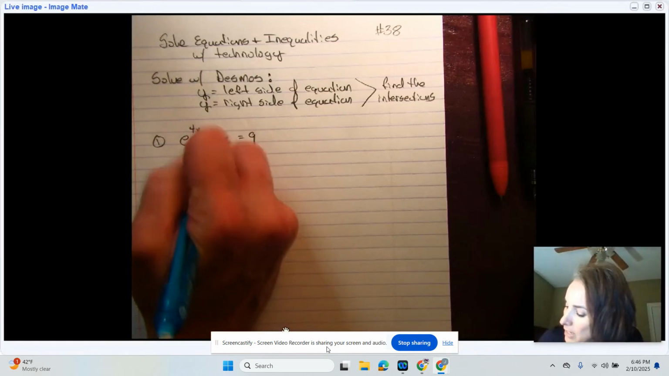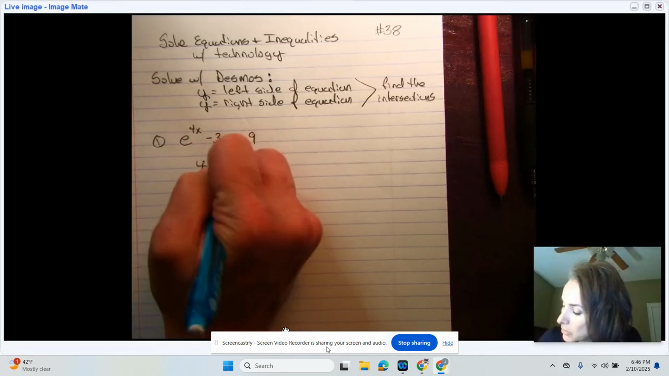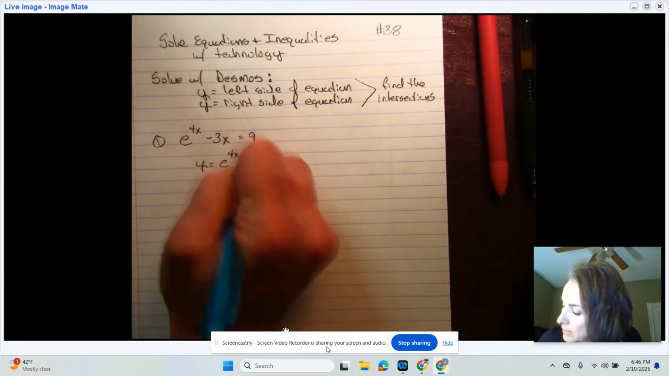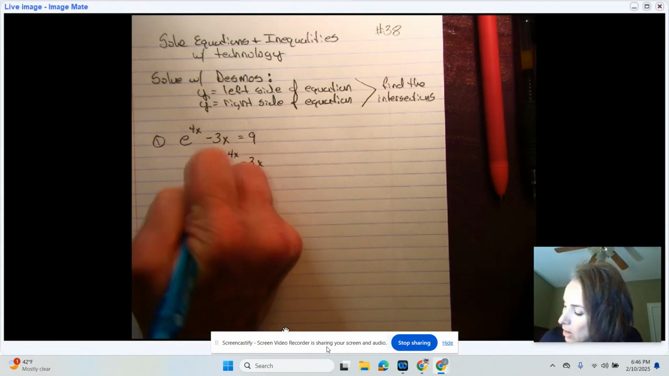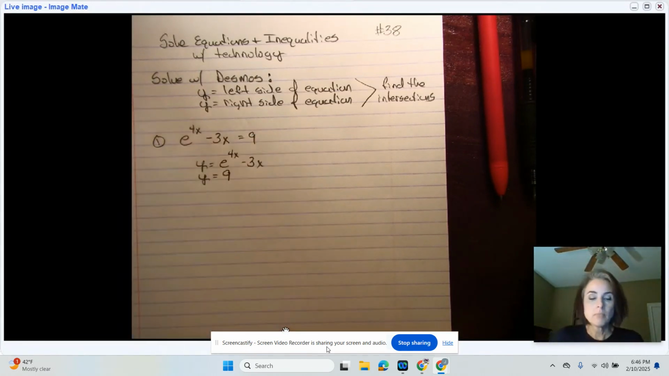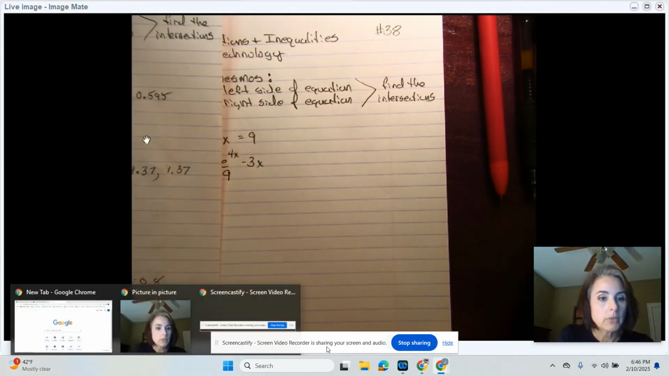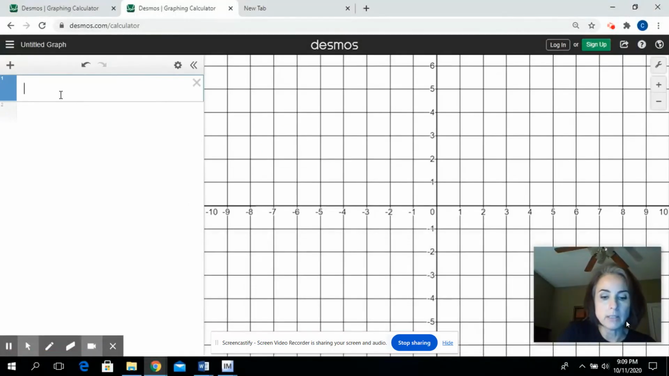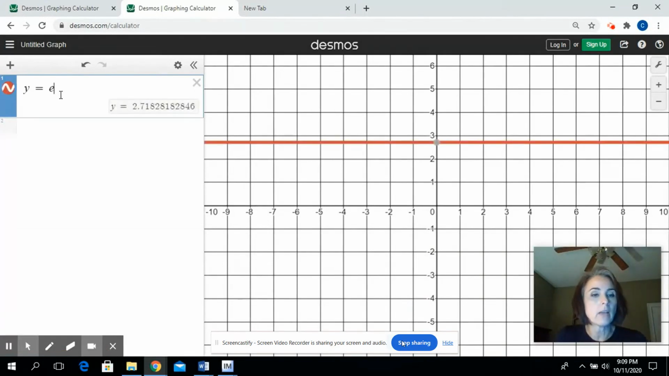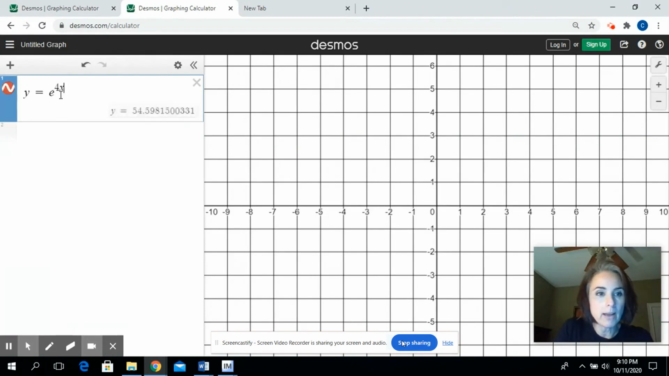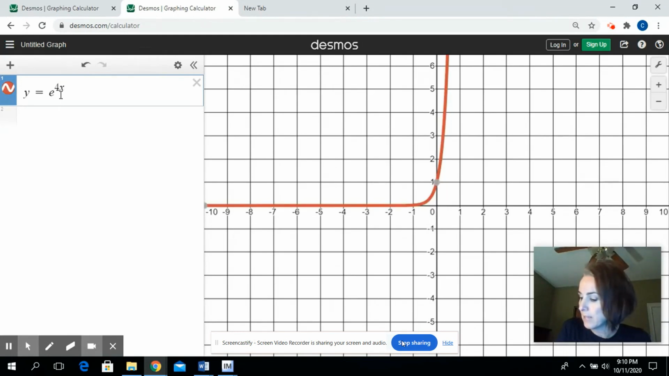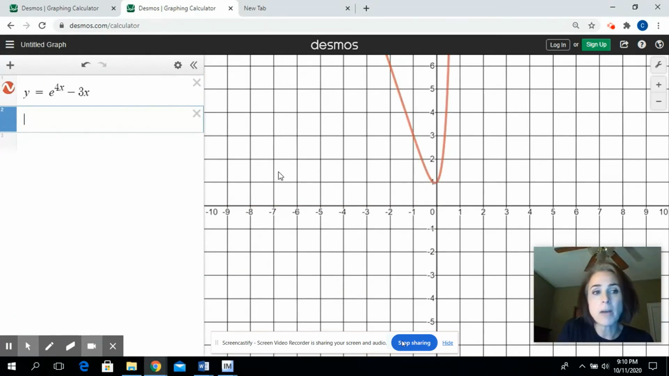So what you would do is take the left side of the equation and put it in Desmos, y equals e raised to the power 4x minus 3x, and then y equals 9. So let's go over to Desmos and put those in. Y equals, now watch what happens when I hit E. You see how that comes up, 2.718, so it already knows what E is. We're going to raise that to the power of 4x, arrow over to bring it down, minus 3x. Look, that's kind of like a parabola, but not quite.